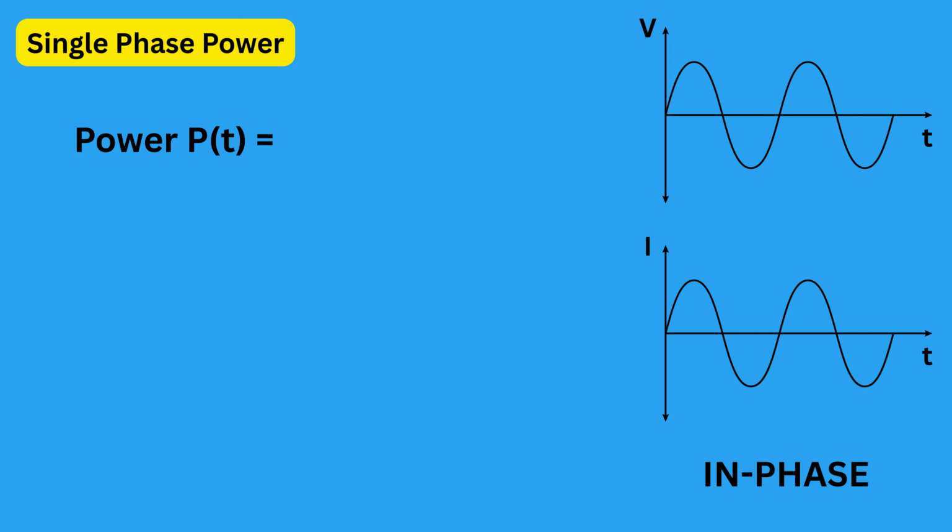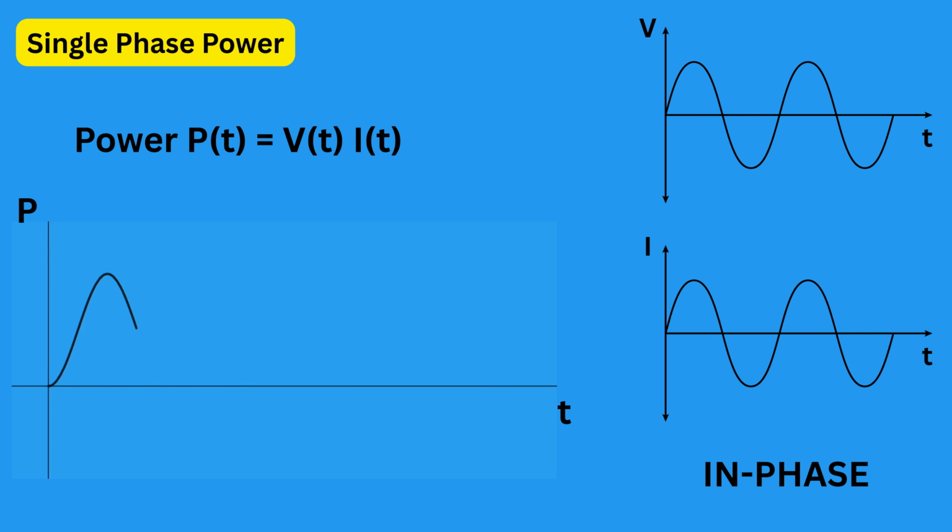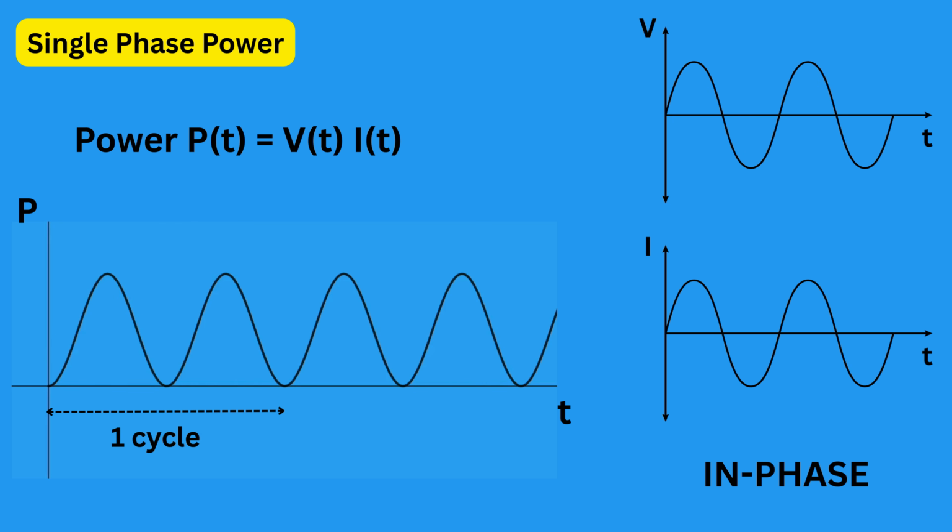Now, power at any instant is obtained by multiplying voltage and current. When we look at how power changes with time in a single-phase system, we see that the power does not remain constant. It rises to a maximum value and then falls back to 0 twice in every cycle. Even though the peak power is quite high, the average power delivered over time is only half of that peak value. This means that a single-phase system does not supply power smoothly. The output power keeps pulsating, which is not ideal for heavy machines.